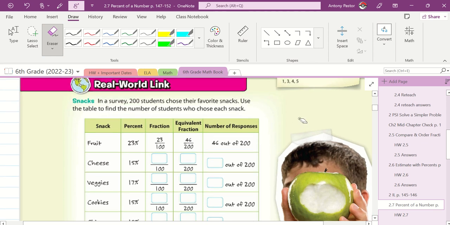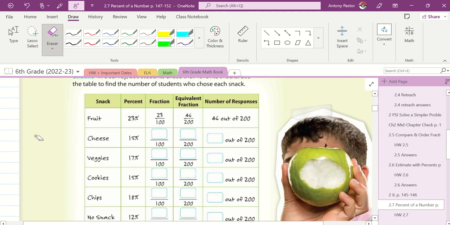In a survey, 200 students chose their favorite snacks. Use the table to find the number of students who chose each snack. So, for example, fruit was 23%, meaning 23 out of every 100 students in the fraction part chose it. But since 200 students voted, we doubled the 100 to 200. We doubled the 23 to 46. So 46 out of 200 students chose fruit.